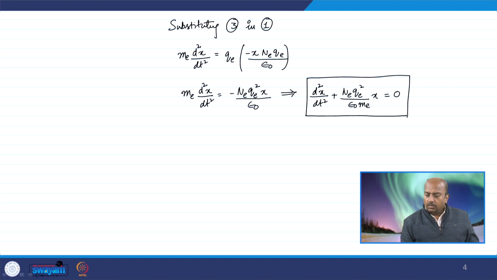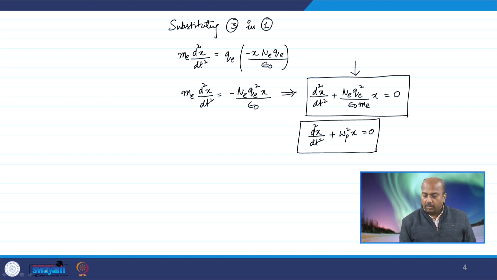The same equation, F equals ma, but it is written in such a way that the strength of the electric field is now represented in terms of something else. This equation is very similar to the one for oscillations in a harmonic oscillator, d square x by dt square plus omega p square x equals 0. So the oscillations can be expressed with this simple equation.